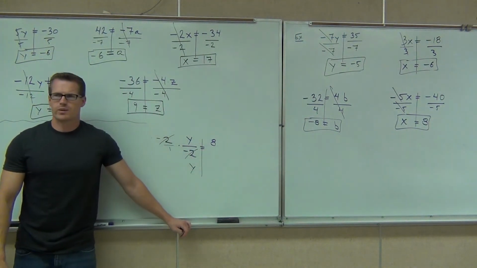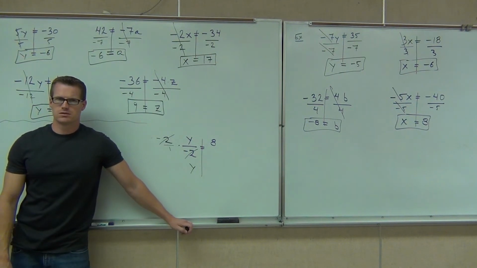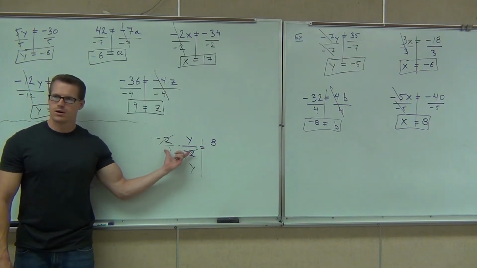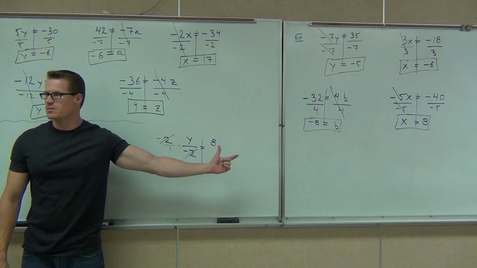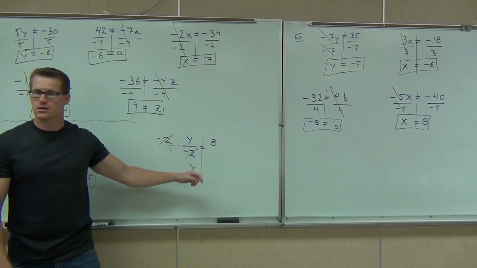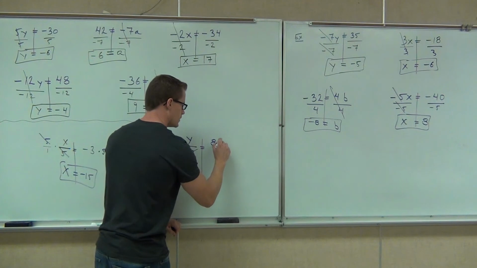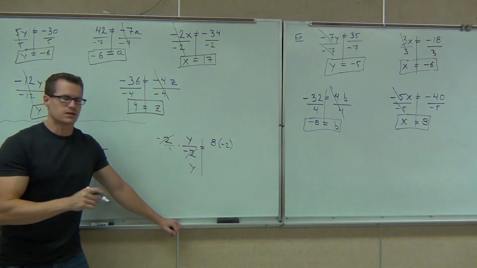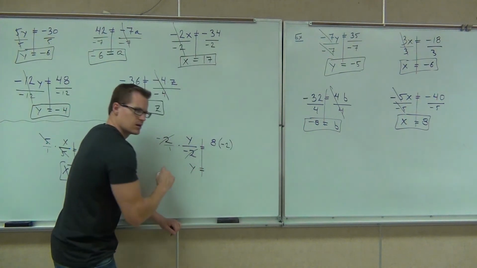But on the right-hand side, what do I need to do as well? Multiply. Then we got to do the same thing on both sides. So if we multiply it over here, we're also going to have to multiply over here by the same number. What number was that? Negative 2. I'm putting that in parentheses to show that I'm multiplying, not subtracting. How much are we going to get?